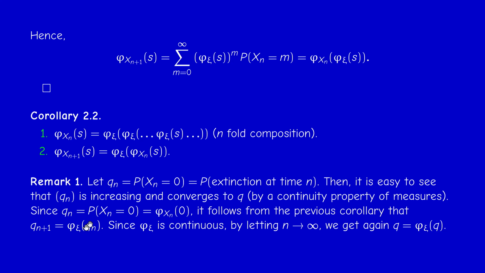So I start with Q0, which is 0 actually. Q0 is 0. And then I iterate. I take Q1 equal phi xi of Q0, and Q2 is phi xi of Q1, and so on. Okay, so it's fixed point iteration. And I shall illustrate this in Python, actually. Okay. So this equation follows from this relation here.